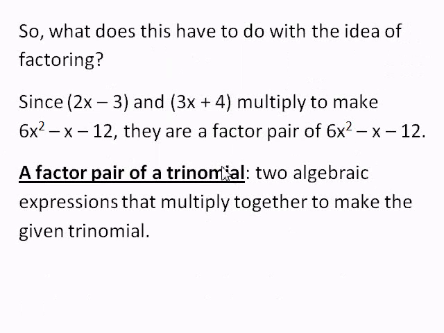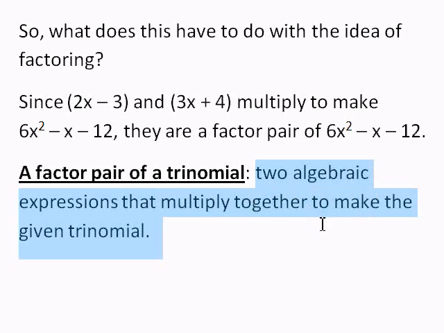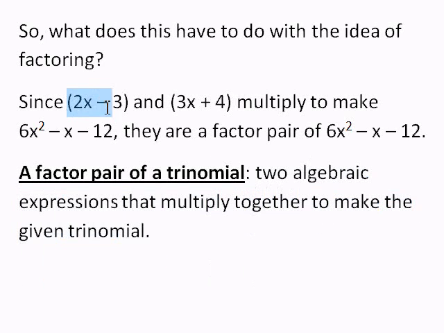So you might be wondering, what does this have to do with the idea of factoring? Well, since 2x minus 3 and 3x plus 4 multiply together to make us 6x squared minus x minus 12, they are a factor pair of 6x squared minus x minus 12. So that leads us to our last vocabulary word, a factor pair of a trinomial. A factor pair of a trinomial are two algebraic expressions that multiply together to make the given trinomial. And in this case, our algebraic expressions were 2x minus 3 and 3x plus 4. Those were our factor pair.